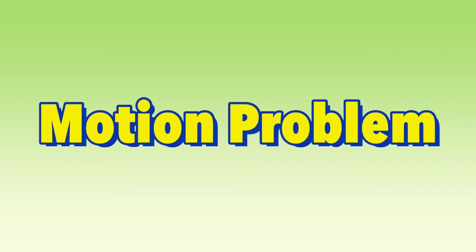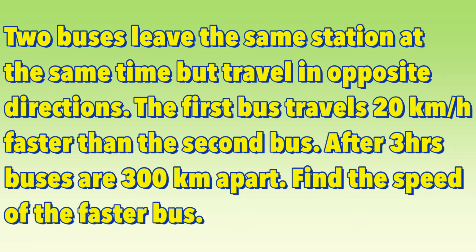Today we're going to study motion problems. I will read the problem. Two buses leave the same station at the same time but travel in opposite directions. The first bus traveled 20 kilometers per hour faster than the second bus. After 3 hours, the buses are 300 kilometers apart. Find the speed of the faster bus.